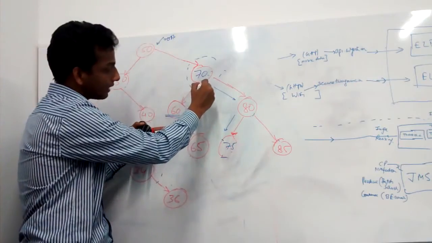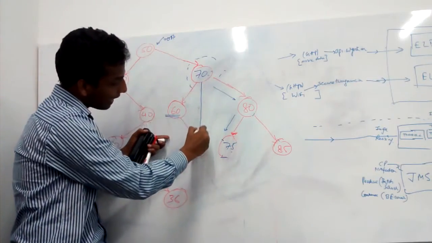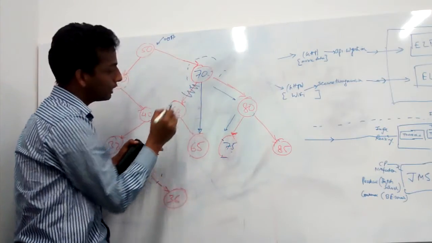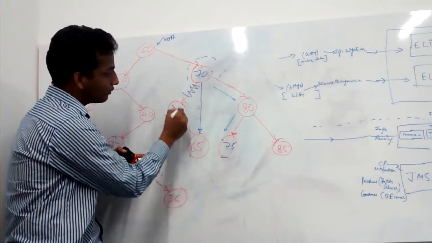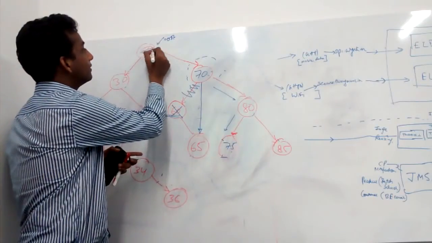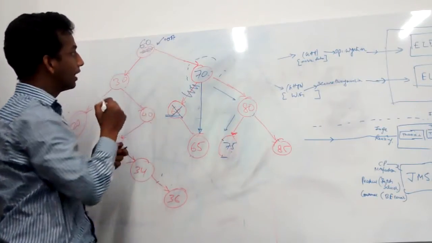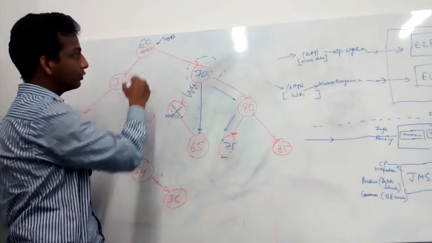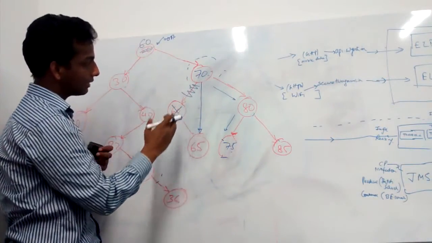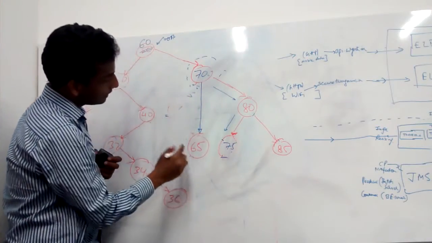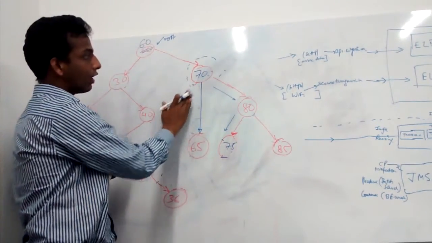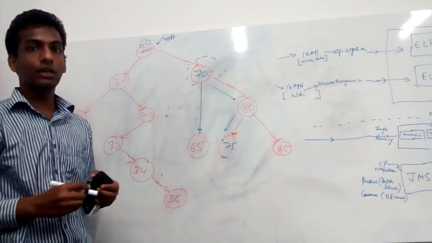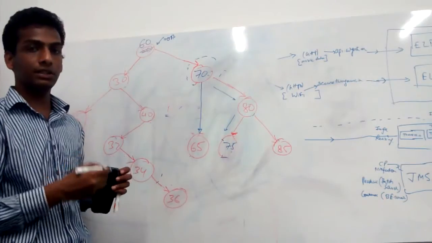So 70 would have a left child of 65. This pointer will go away. We'll remove 60 and the root will be replaced with 60. This still follows the binary search tree property, where 60 is the root, 70 is the right child, and 65 is the left child of 70. 65 is less than 70 and 80 is greater than 70, so this still holds the binary search tree property.